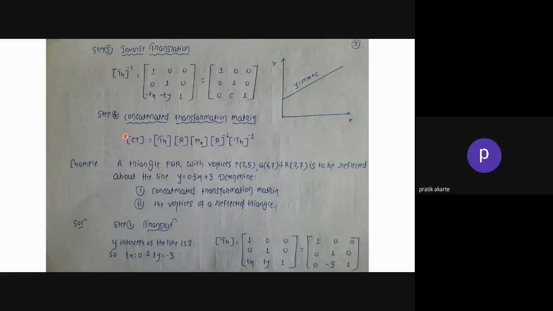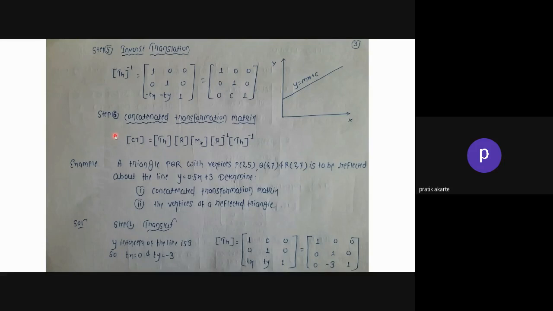So once you find the concatenated matrix, if you want to find the new coordinates of any entity, you have to multiply this concatenated transformation matrix with your original coordinates, and you will get the new coordinates.